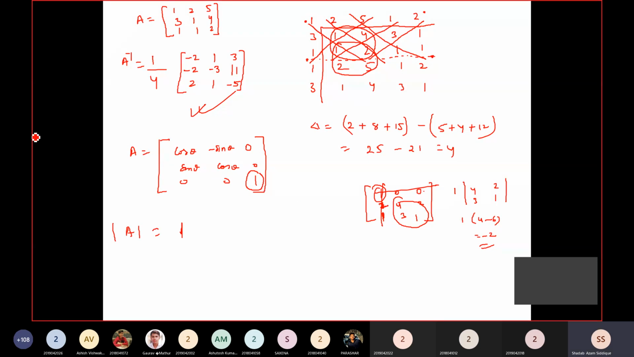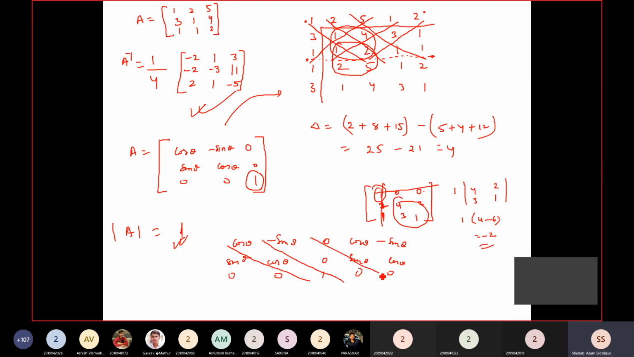Now I'll take this example with this shortcut method and check whether it matches 1 or not. So I have cos theta, sin theta, minus sin theta, cos theta, 0 0 0 0 1, and again I'll repeat for the determinant. The two columns will be repeated. So cos theta, sin theta, 0, again minus sin theta, cos theta and 0. Start from this point and end at this point, so I have ended at this point.